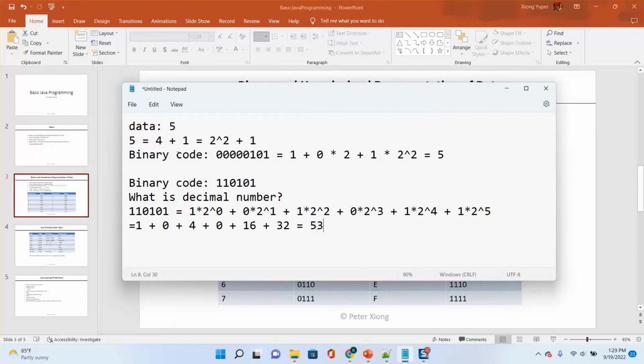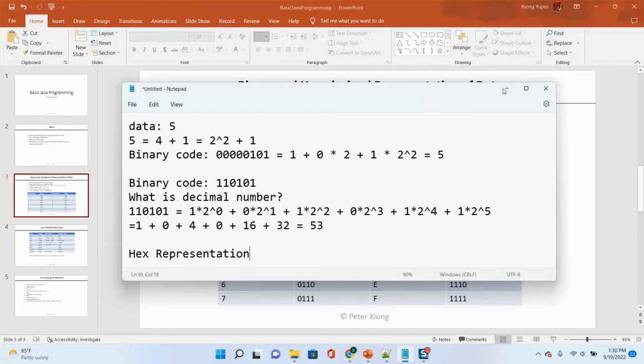the decimal code to binary code. Okay. So this is binary representation. But in binary, one byte has 8 bits. It's too long. So we have a hexadecimal code. Hex. I just simply say hex. Hex representation.